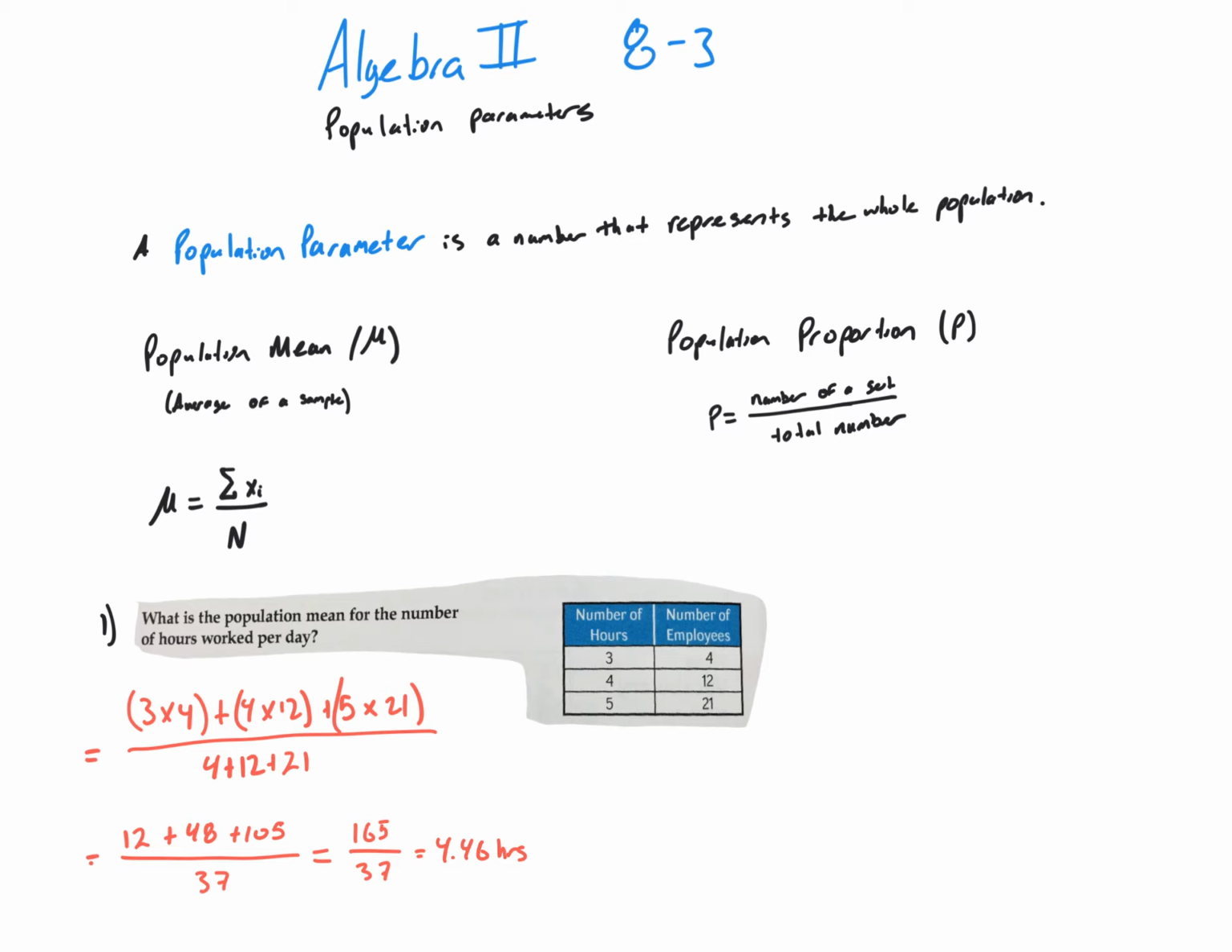Now, if we wanted to find out a proportion, we would probably want to talk about the number of people that work, say, over 5 hours, or that work 5 hours. So the number of people that work 5 hours is 21, and the total number we already found over here, which is 37. If you say 21 divided by 37, you'd get 0.568. So that's the proportion of people that work more than 5 hours. We just wanted to see how many people fit into that set, and then divide it by the total number of people there are.